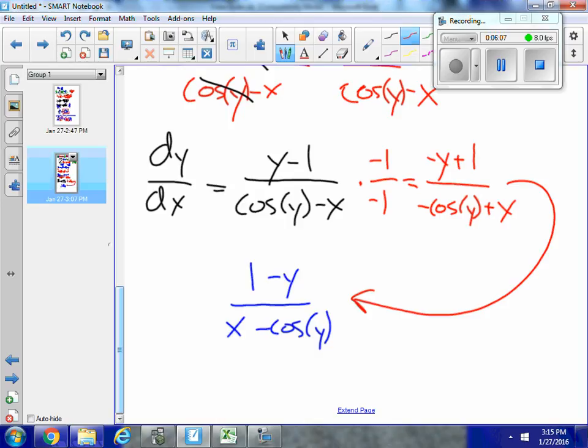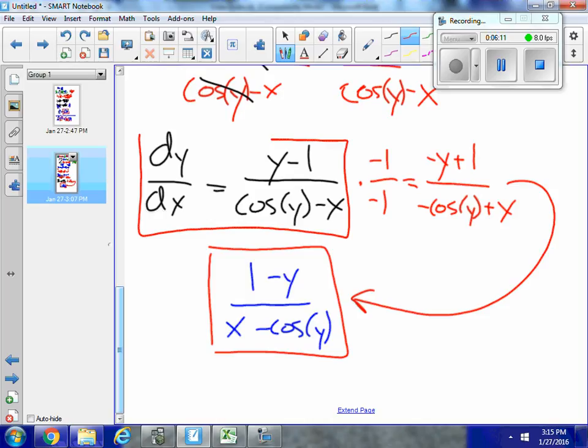I would not insist on this answer over this answer. They're both equally acceptable. But just be aware that it might be something easy like that to bring your answer into compliance with the answer in the book.